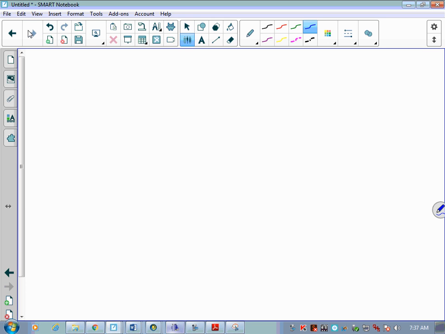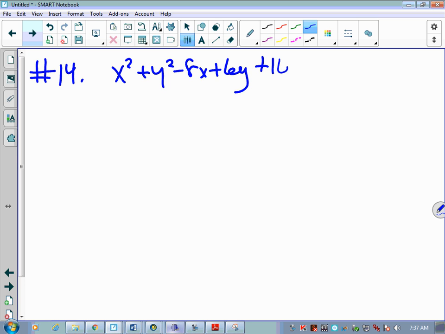14. Okay, 14. So we need to take this equation and then complete the square in order to get the equation of a circle. So they give me x squared plus y squared minus 8x plus 6y plus 15 equals 0. This may be the last one I do before I have to cut it short. We're going to put our x's together, so x squared minus 8x, y squared plus 6y, and this is going to equal negative 15 over here, so we're going to move that.